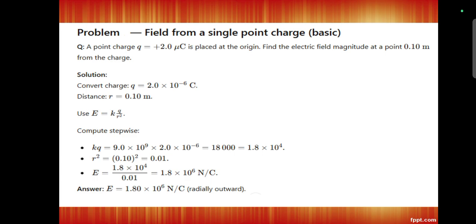Substituting these values in the formula, E is equal to k into q divided by r square. Substituting all the values, it will be 1.8 into 10 power 6 newton per coulomb. So the answer E is 1.8 into 10 power 6 newtons per coulomb.